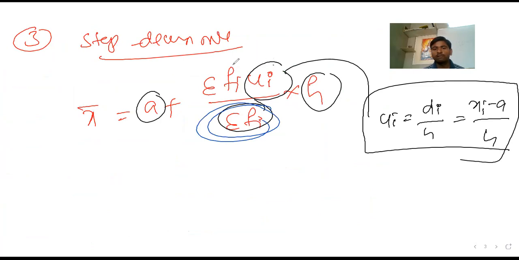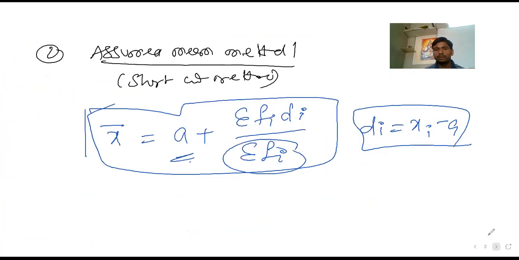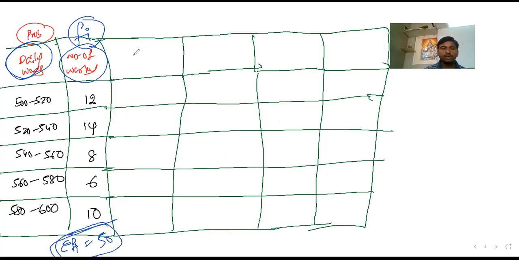Next, fi you know, but ui requires what? Di you require. Di means xi minus A. So you require xi first of all. You have to go for the calculation of xi. Next is the xi calculation: it is the class mark. Class mark means 500 plus 520 by 2. How much are you going to get? 510 you are getting.